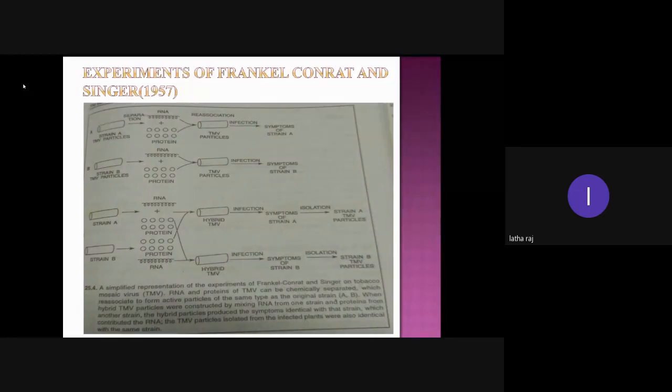The progeny phage particles were obtained after lysis. These E. coli cells contain only phosphorus 32 in phage DNA, and the sulfur 35 present in progeny particles is negligible, almost nil. The results of this experiment showed that DNA is the genetic material. Next, I will explain about Fraenkel-Conrat and Singer.